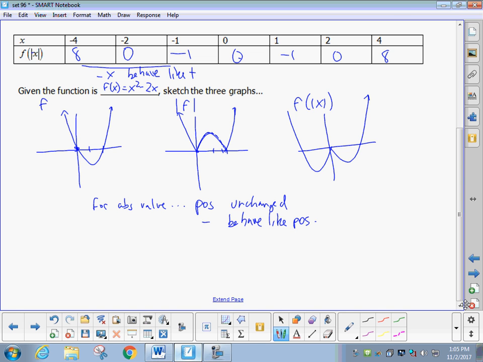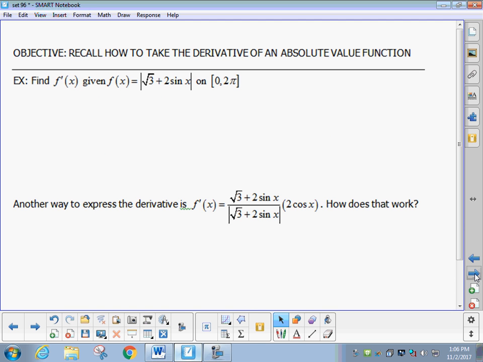And so in the case where you were talking y, these parts were positive, so they're unchanged. These parts were negative, so they behave positive. On this graph, these were positive x's, so they were unchanged. The negative x's that were normally here never happen, they behave like positive ones. Okay, that's review, yes? Okay.